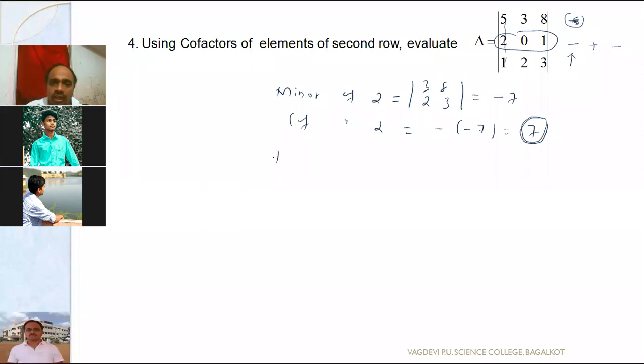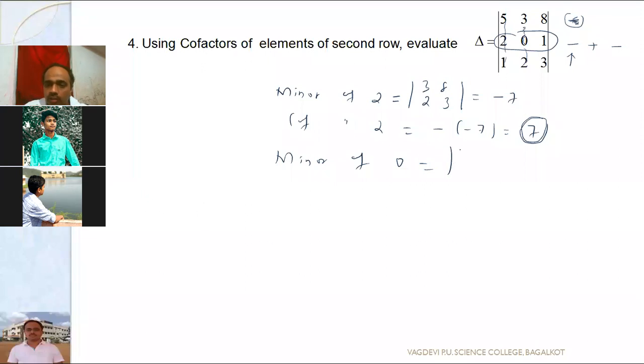Now the minor of the next element 0. So where is 0? 0 is here, which means it is in the second row. It is in which column? It is in the second column. Delete this row and this column. Why? Because I want the minor of 0, so where that 0 is, that column and that row you have to delete. If I delete this row and column, I am left with which numbers?